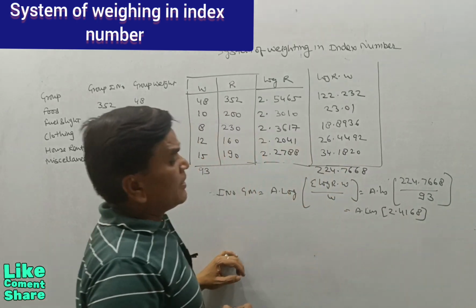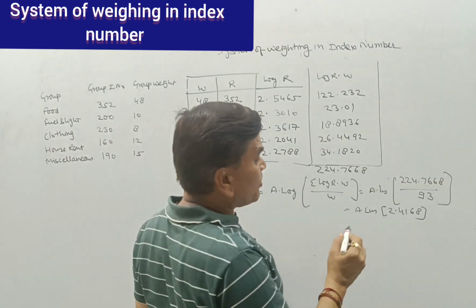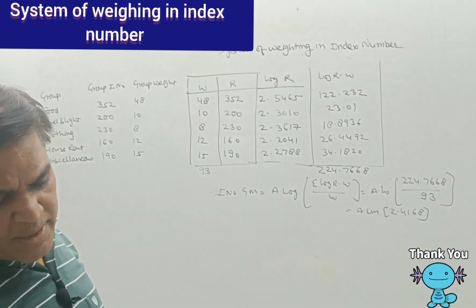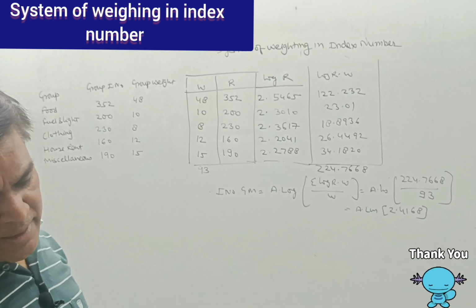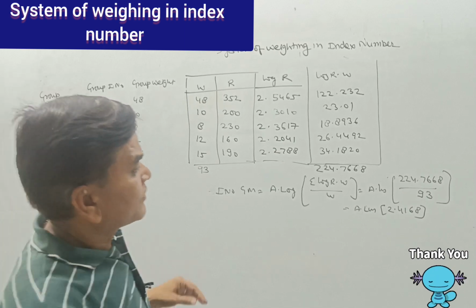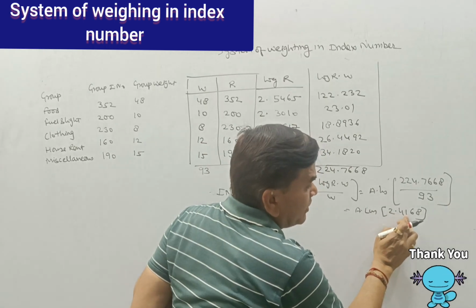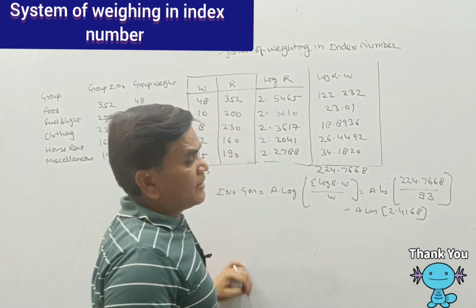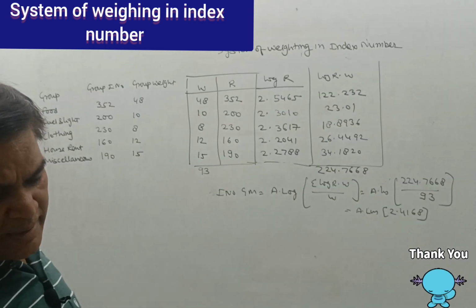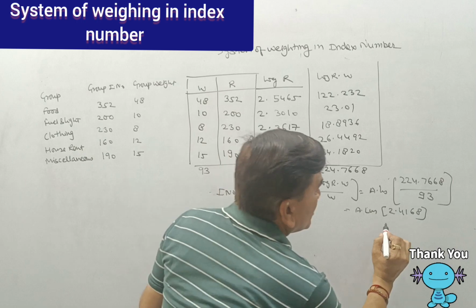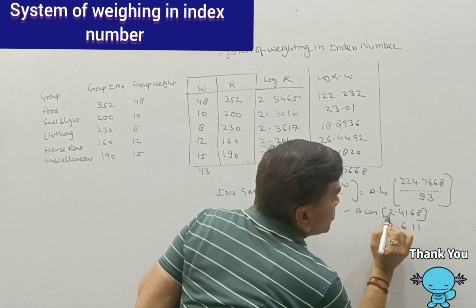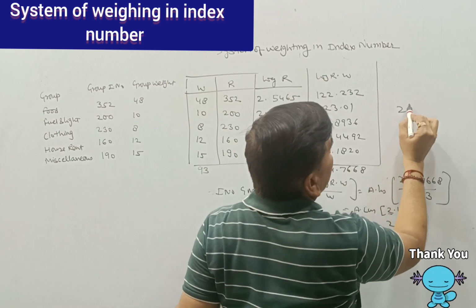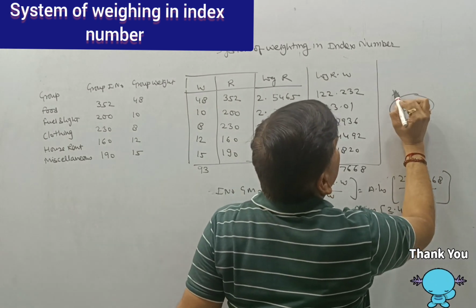So we will look at the anti-log of 2.4168. From the table, 41 to 6 gives 2611, and the difference is 8. So we see the anti-log value will be 2611. Since the characteristic is 2, the number has three digits before the decimal, so the index number will be 261.1.